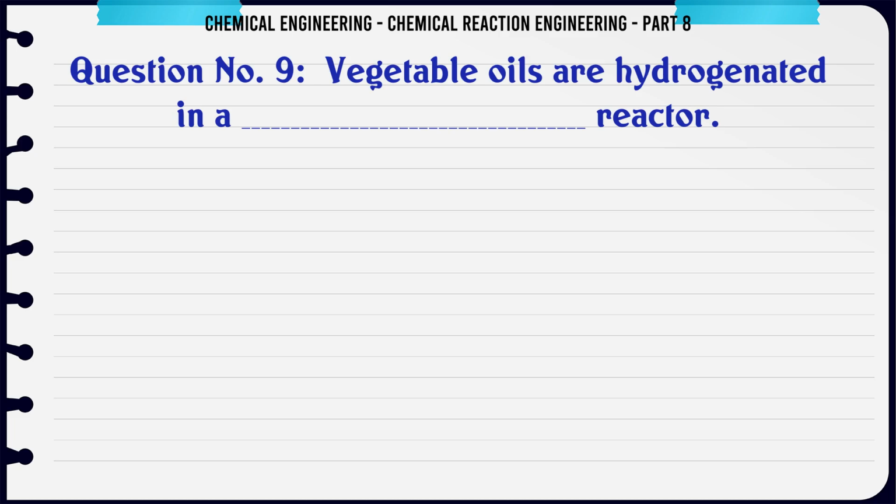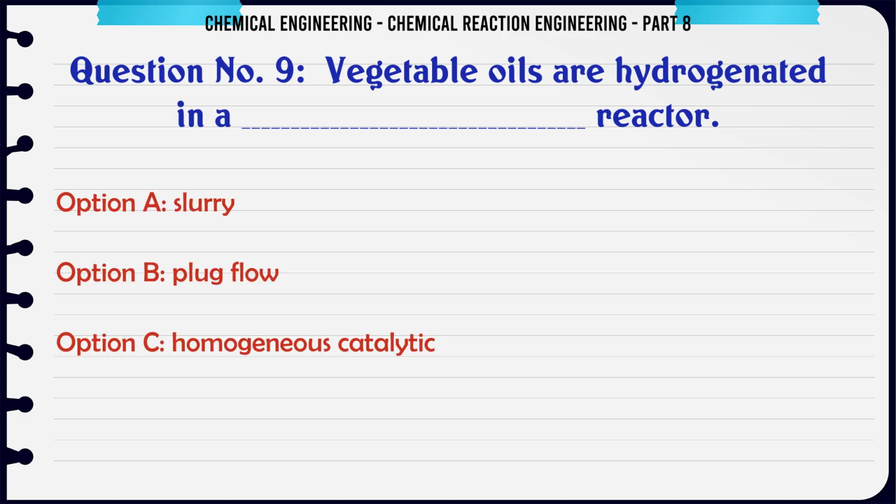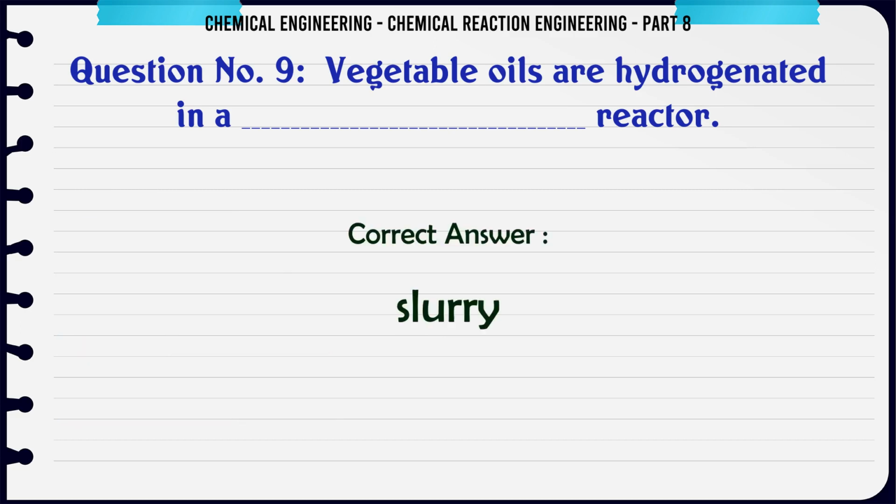Vegetable oils are hydrogenated in a reactor. A. Slurry. B. Plug flow. C. Homogeneous catalytic. D. None of these. The correct answer is slurry.